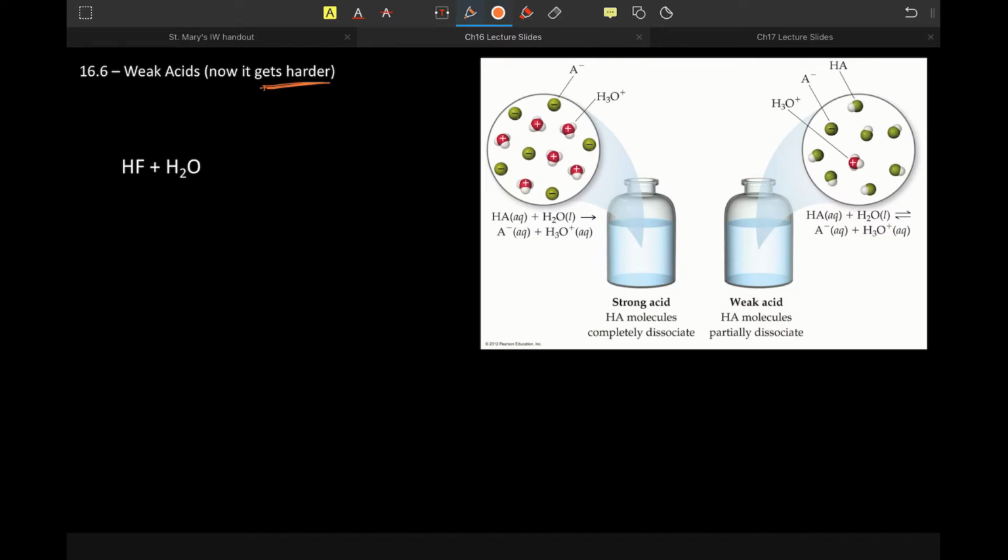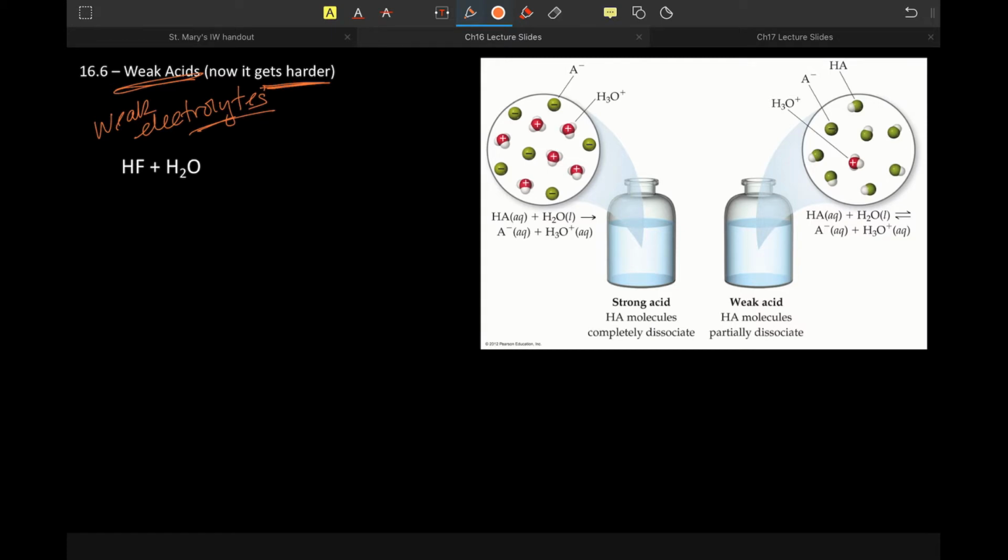Because weak acids and weak bases are weak electrolytes, meaning they only dissociate some. They don't dissociate completely, they dissociate some. And if they only dissociate some, then that means the math has to become a little bit more thoughtful.